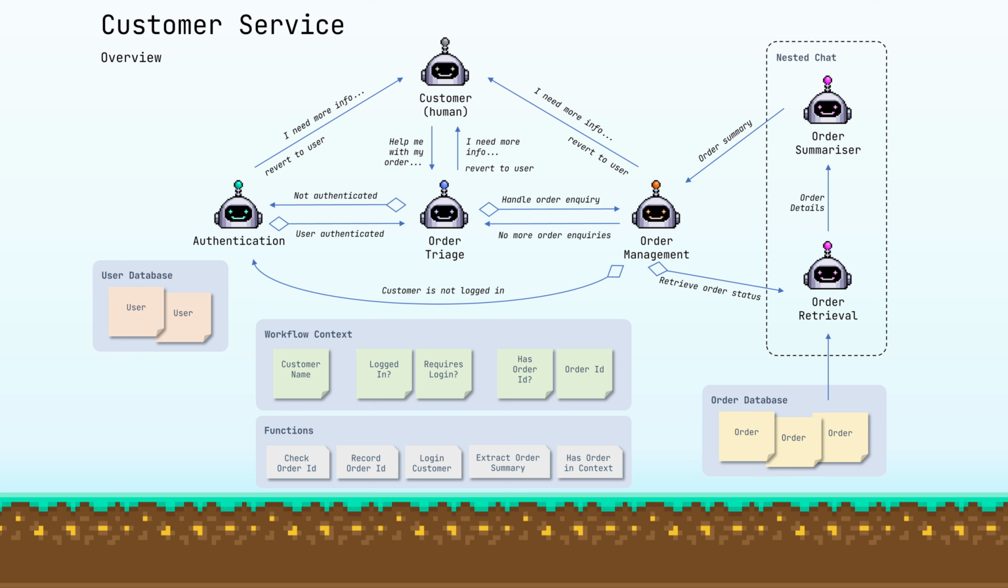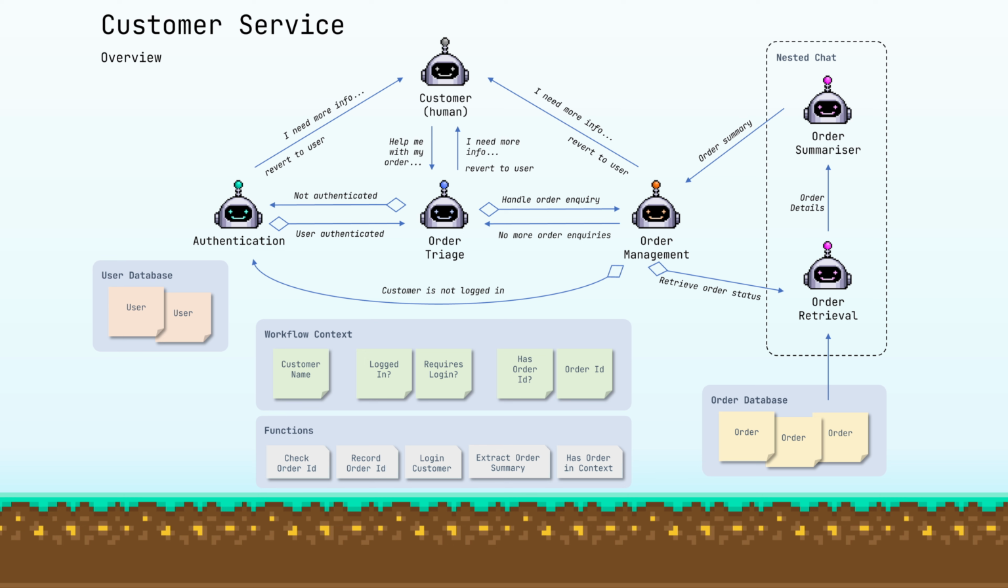This is our customer service swarm workflow. We have 3 swarm agents: our customer, 2 agents for our nested chat, functions for our agents, and some mock databases for users and orders. Importantly, we also have context variables. These play a pivotal role in controlling the flow of our swarm.